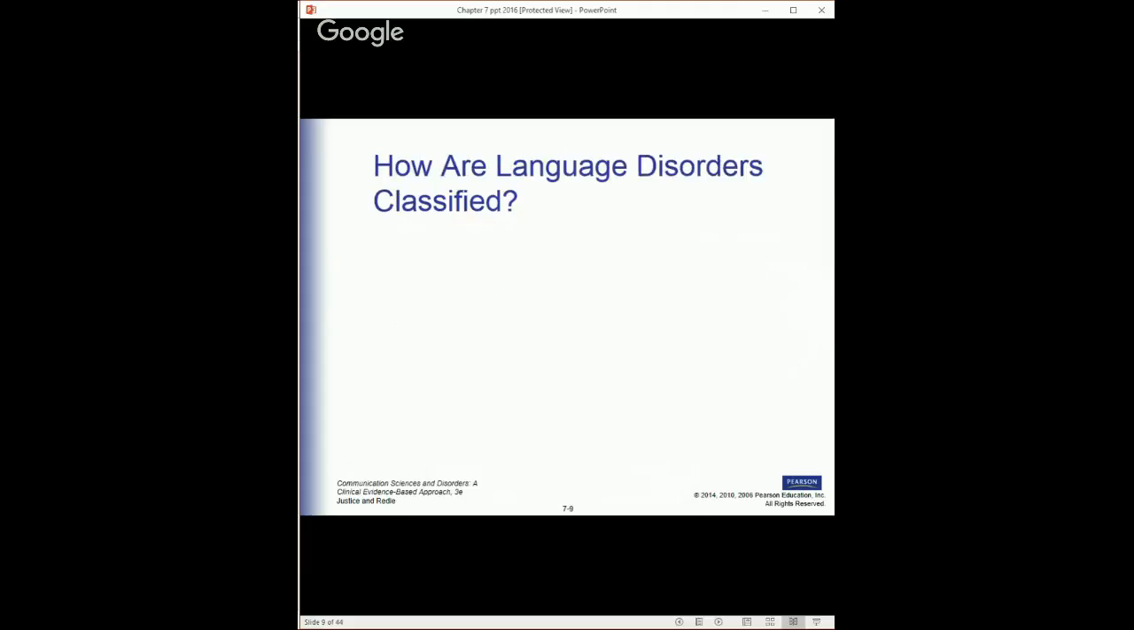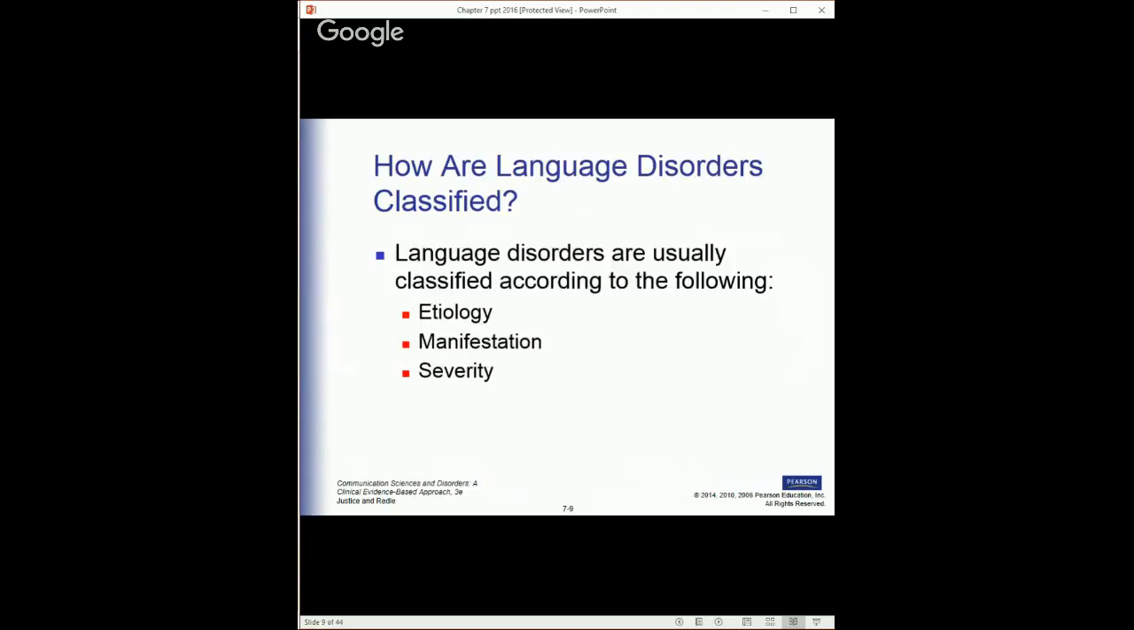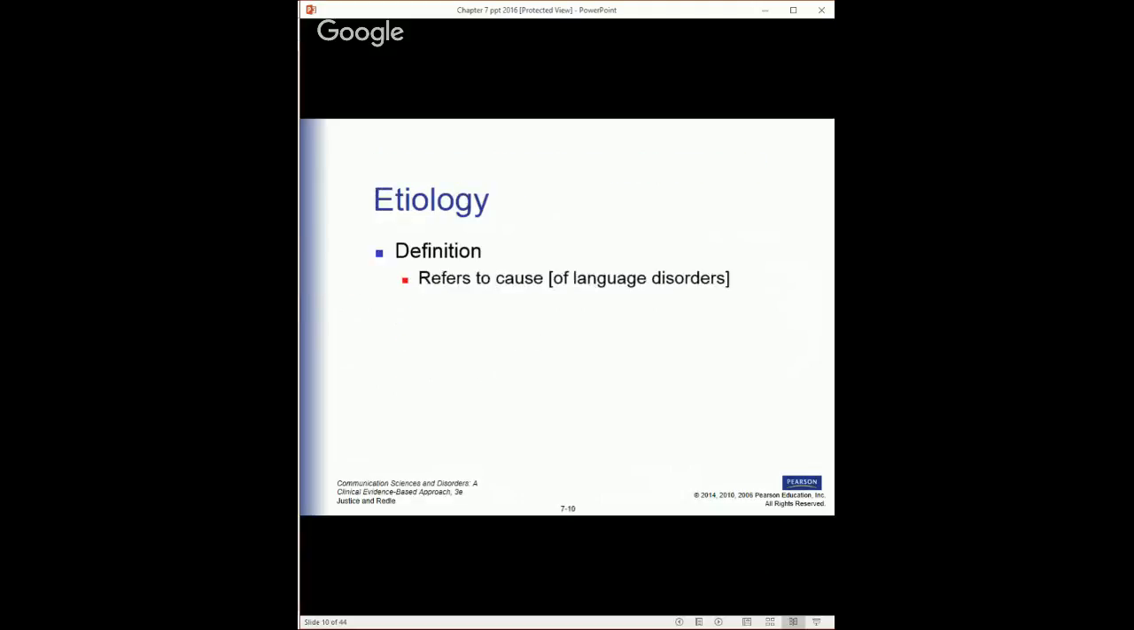How are language disorders classified? Language disorders are usually classified according to etiology, manifestation, and severity. And we'll look at each one of those a little bit closer on the coming up slides. The etiology is the definition that refers to the cause, in this case, of language disorders.